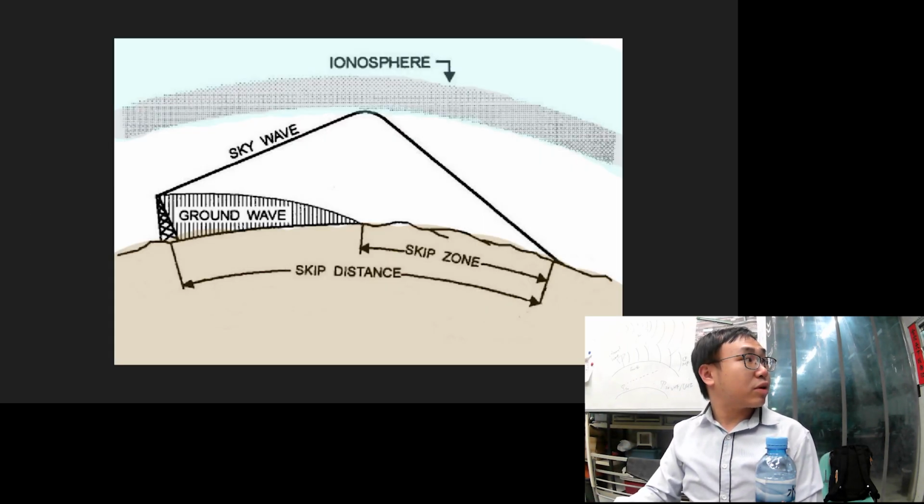Okay. So you can see the ground wave. Yeah, they can of course travel a very long distance compared to VHF, but still, it is being affected. They can't go through the globe. Okay.